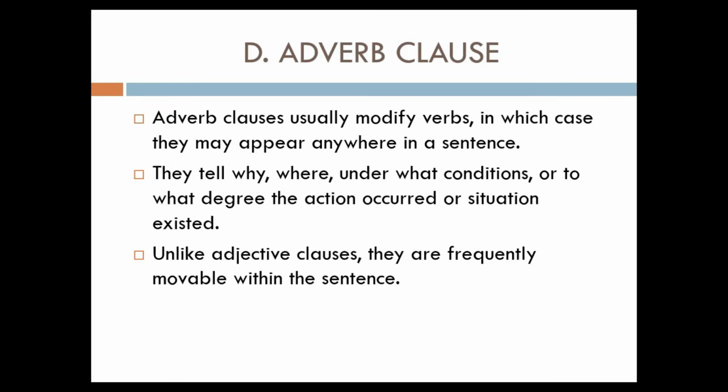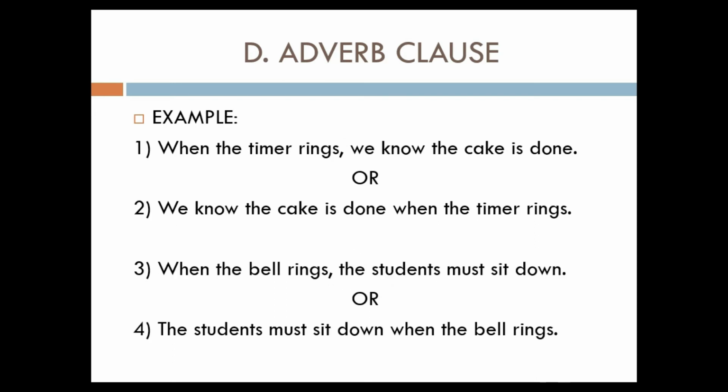And then there is the adverb clause. An adverb clause usually modifies a verb, in which case it might appear anywhere in a sentence. They tell why, where, under what condition, or to what degree the action occurred or the situation existed. Unlike adjective clauses, they are frequently movable within the sentence. Let's have a look here.